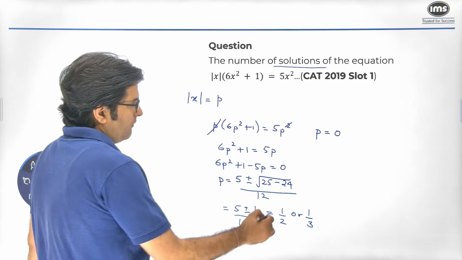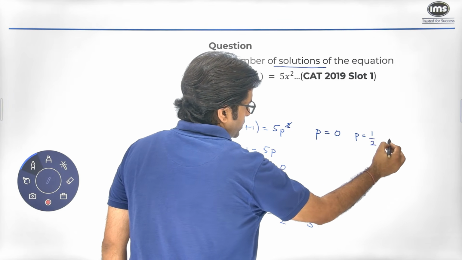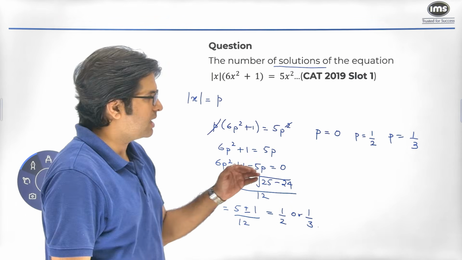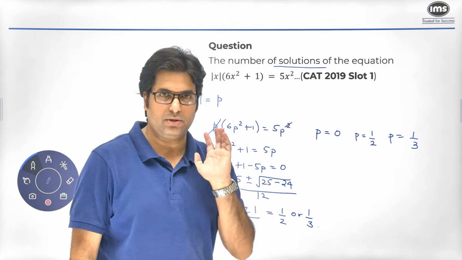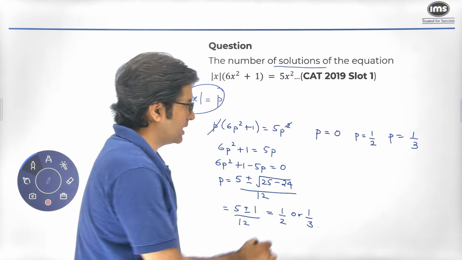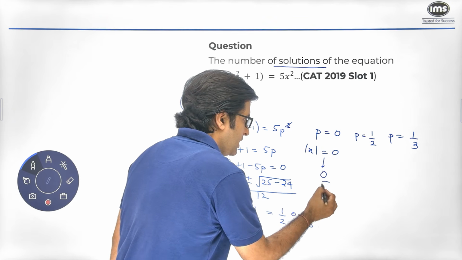Now understand, when you say p is equal to 0 is a possibility, p is equal to 1 by 2 is a possibility, and p is equal to 1 by 3 is a possibility, a lot of aspirants may commit haste and say three possible solutions. No, remember what was the value of p? p was mod x. So if mod x is equal to 0, we get just one answer, x being equal to 0.